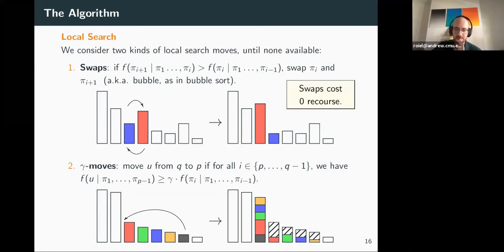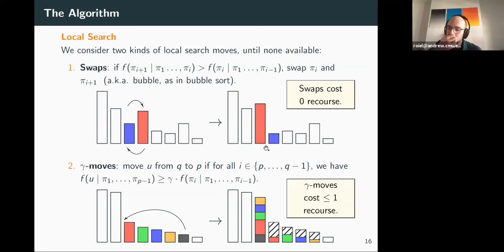Okay, so one thing to note is that swaps always cost 0 recourse. When you do a swap, you're never swapping things with non-zero value, and so you're never actually adding anything to your solution. You're just doing this exercise in your head. On the other hand, gamma moves might cost recourse, namely if the element moving comes from the tail of the permutation that has no coverage. Any questions about this?